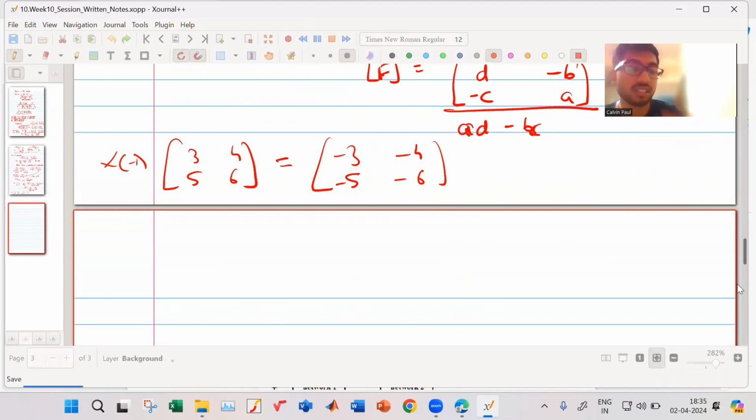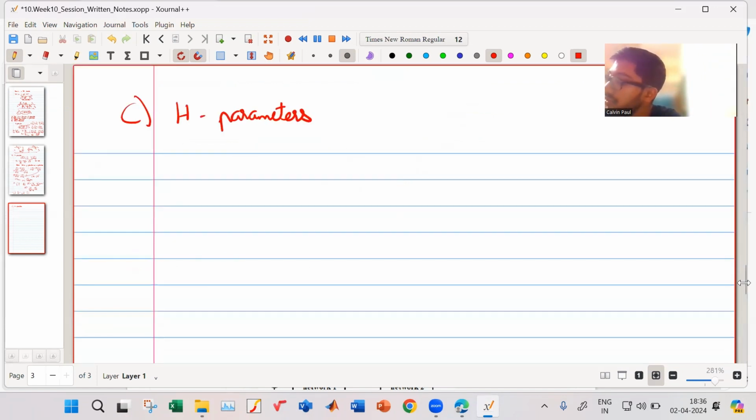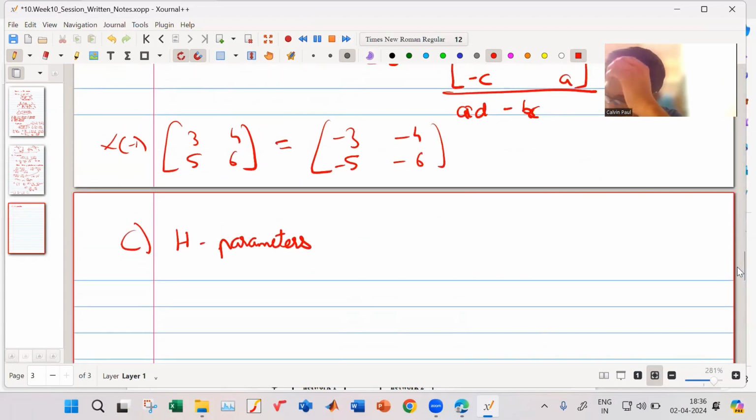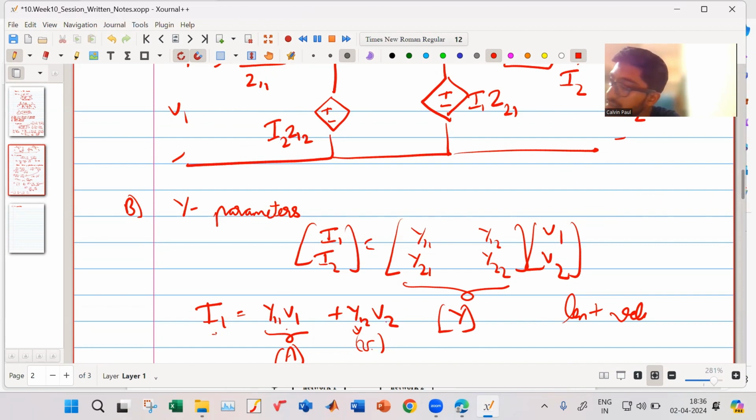So that is done. Now we will consider some other types of parameters. We'll go to the third set of parameters, that is H parameters or hybrid parameters. Why are they called hybrid parameters? Because of the combination of current and voltage. In the same equations we can have both current and voltage values, and in the same matrix, for example, I1 and I2 and V1 and I1. Both input and output port values are considered.